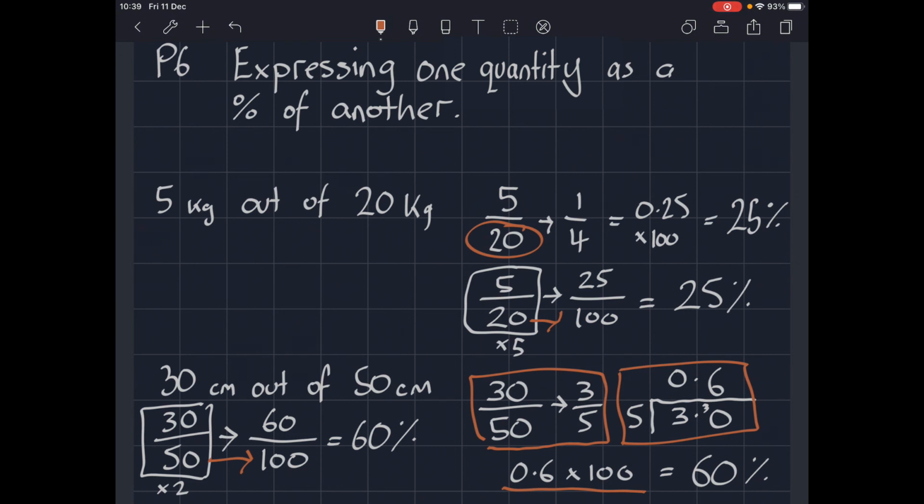the easiest. And that concludes the section on percentages.